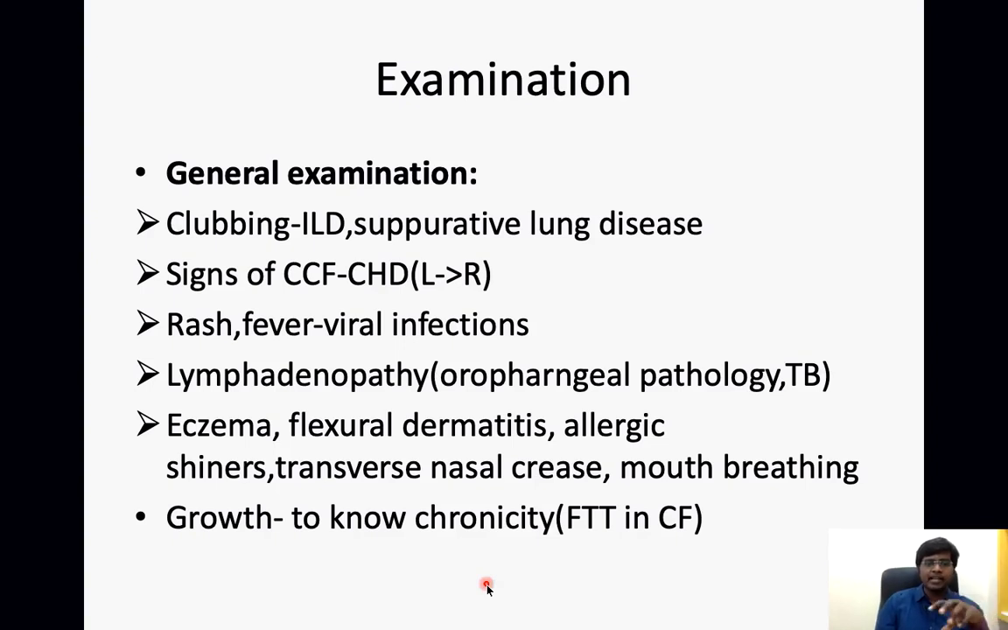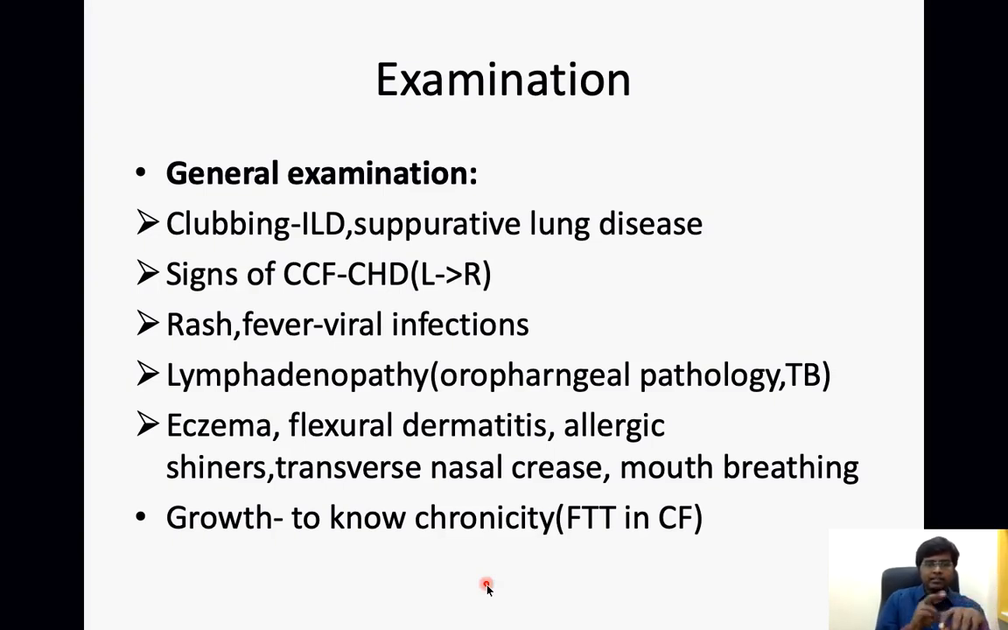Whenever a child presents with rash and fever, you think of viral problems, either adenovirus, or an atypical organism like chlamydia, or other respiratory infections. Even COVID can present with fever, rash and cough. And lymphadenopathy is common in tuberculosis. So with chronic cough and lymphadenopathy, you think of TB at first.